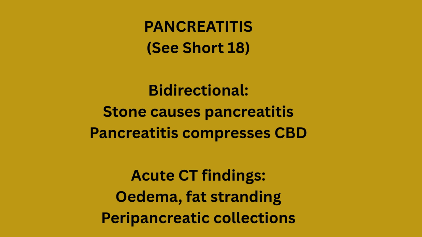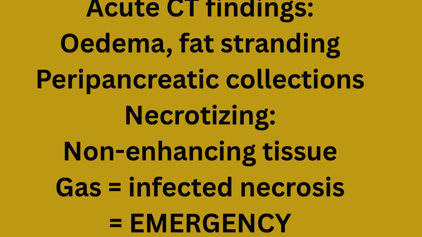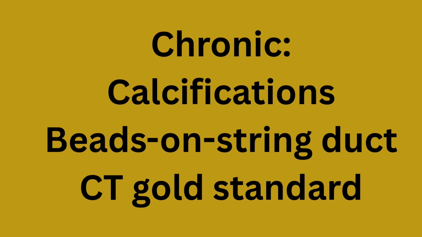Pancreatitis. Bidirectional relationship with jaundice. Stone causes pancreatitis. Pancreatitis compresses CBD. Acute pancreatitis on CT, you get edema, fat stranding, peripancreatic collections. Necrotizing pancreatitis, non-enhancing pancreatic tissue. Gas means infected necrosis, so it's a surgical emergency. Chronic pancreatitis, you get calcifications, bead on string appearance of the pancreatic duct. CT is the gold standard. For detail, see Short 18.